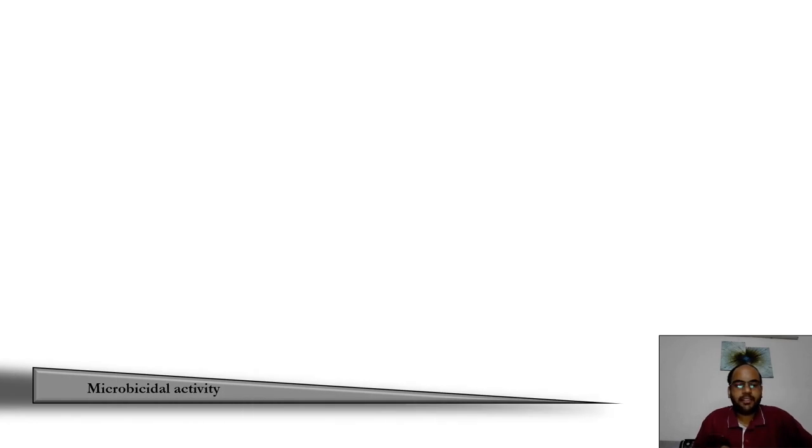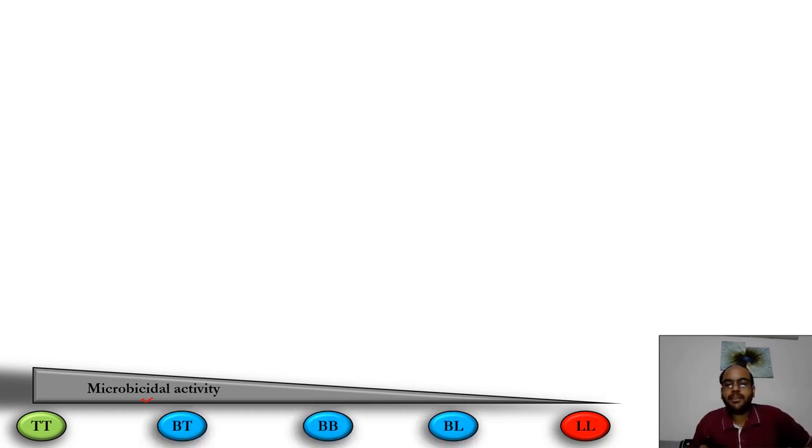Okay, so you have a microbicidal activity. Microbicidal activity means M. leprae killing activity. It is more in the tuberculoid pole in the TT form, and it decreases as we move to lepromatous pole. So more bacilli are killed in tuberculoid pole and fewer are killed in lepromatous pole, and in between you have three stages: BT, BB, BL. So that is how Ridley-Jopling classified the leprosy spectrum as TT, BT, BB, BL, LL, by decreasing microbicidal activity.